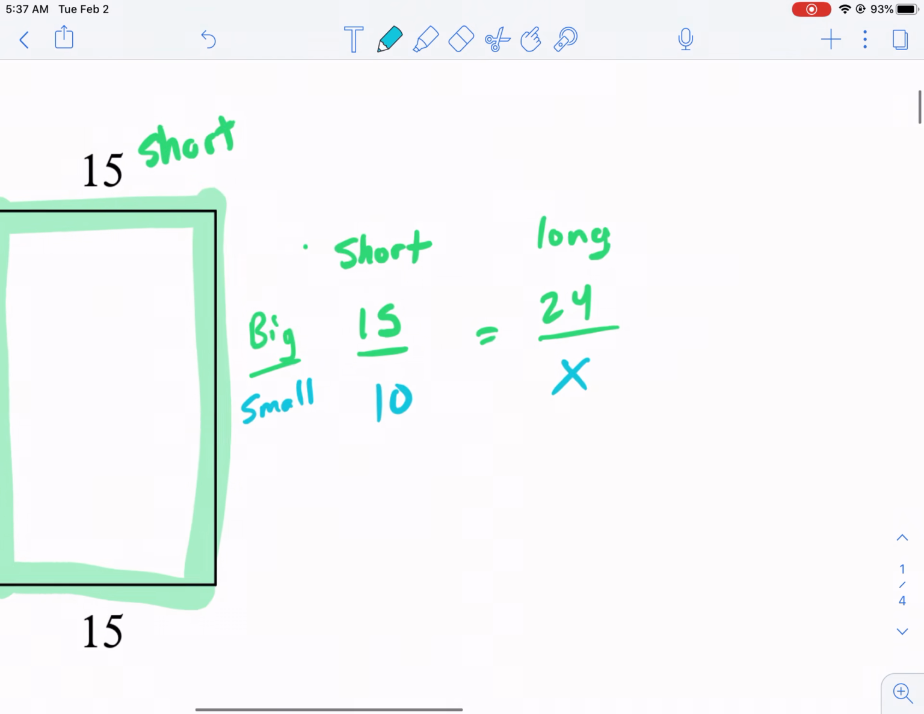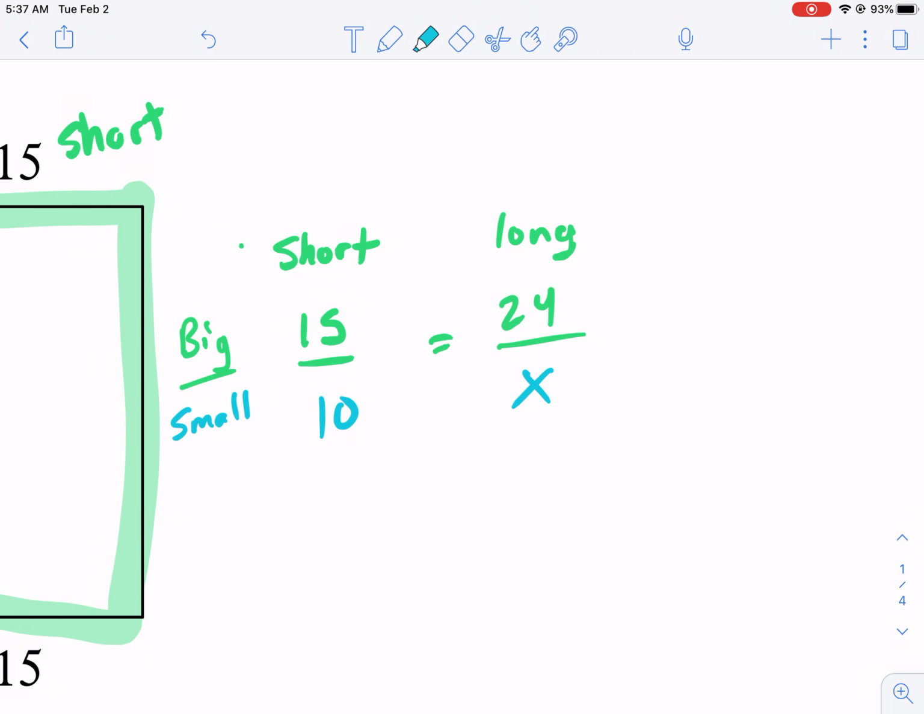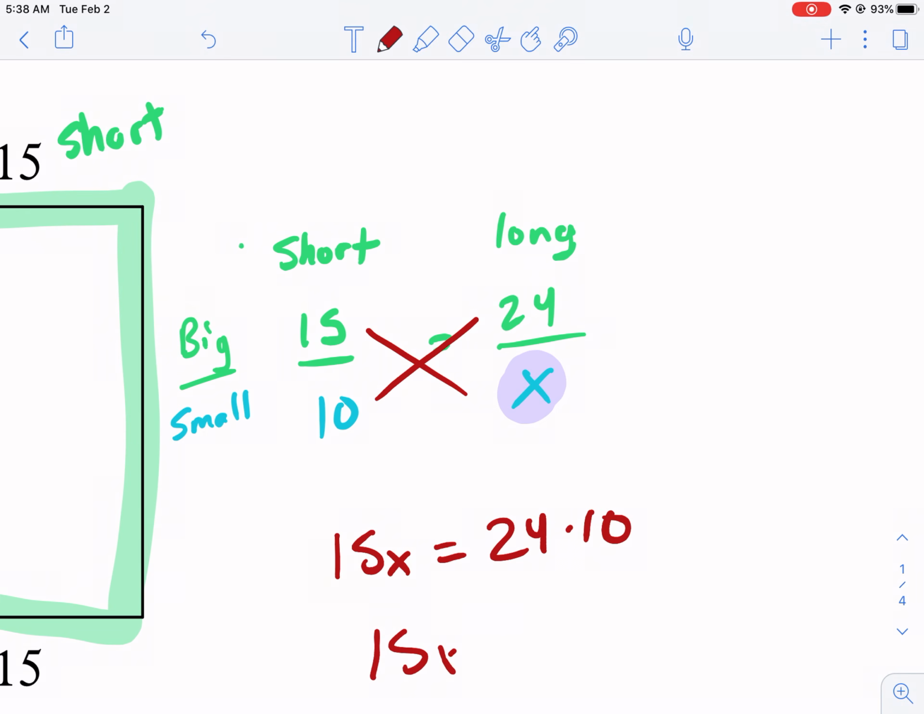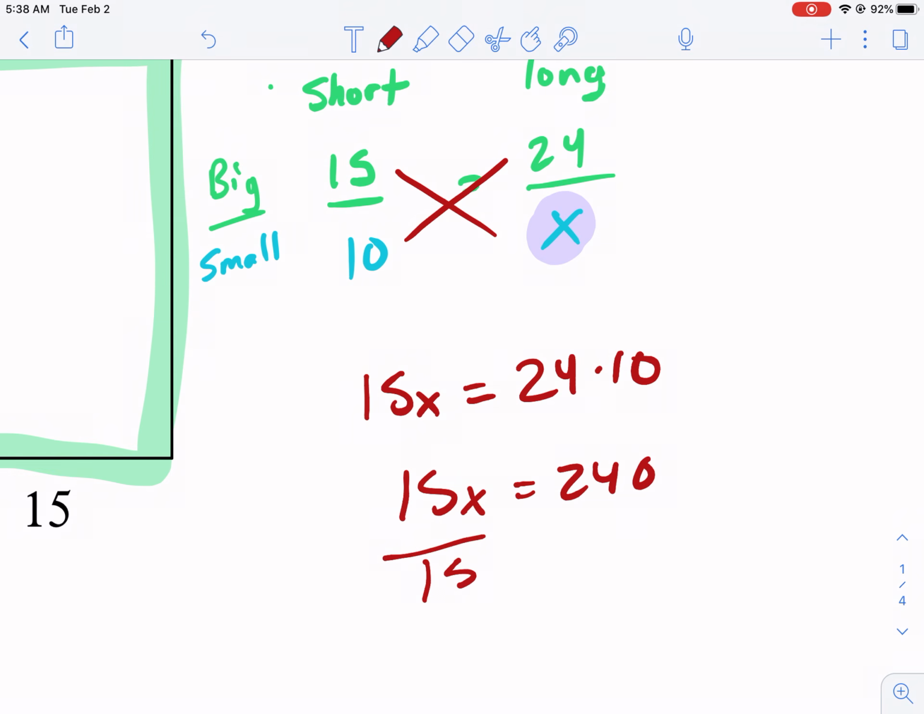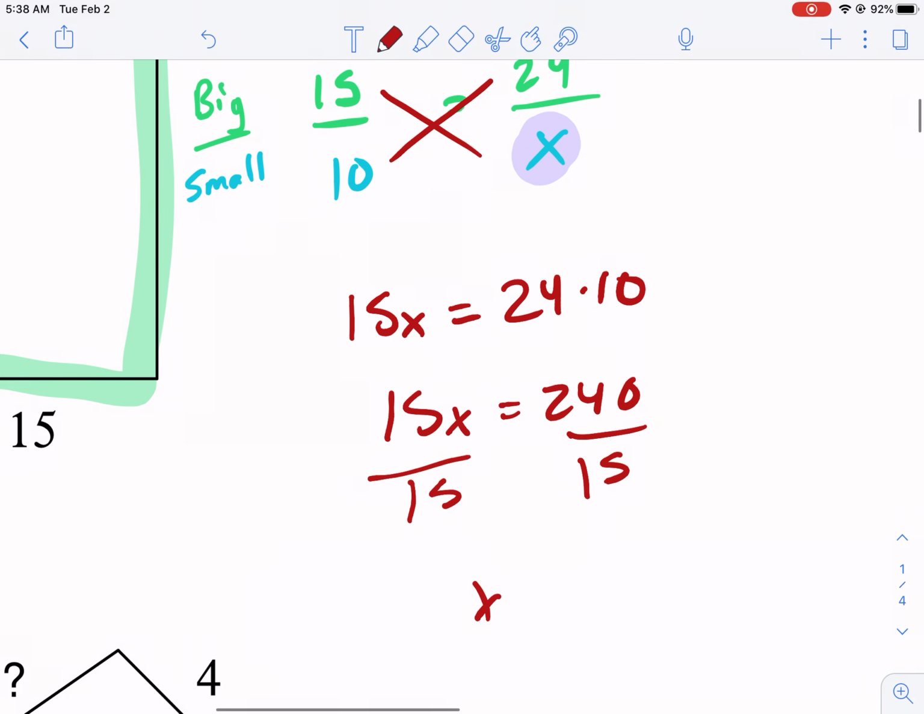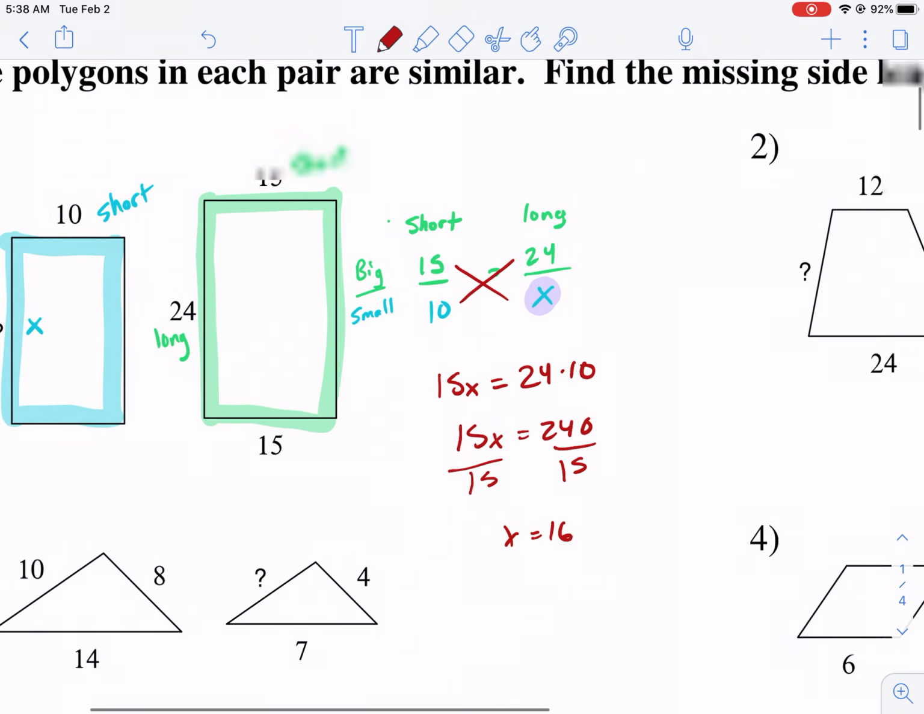A way you know you've done this correctly is you only have one variable. So we only have one variable, that's x. This makes it perfect for us to use proportions, which is cross multiply. So we're going to get 15x equals, or 15 times x equals 24 times 10. That's 15x equals 240. From here, it's just a simple one-step equation. So we can do 240 divided by 15 because we need to get the x by itself, and we get x equals 16.